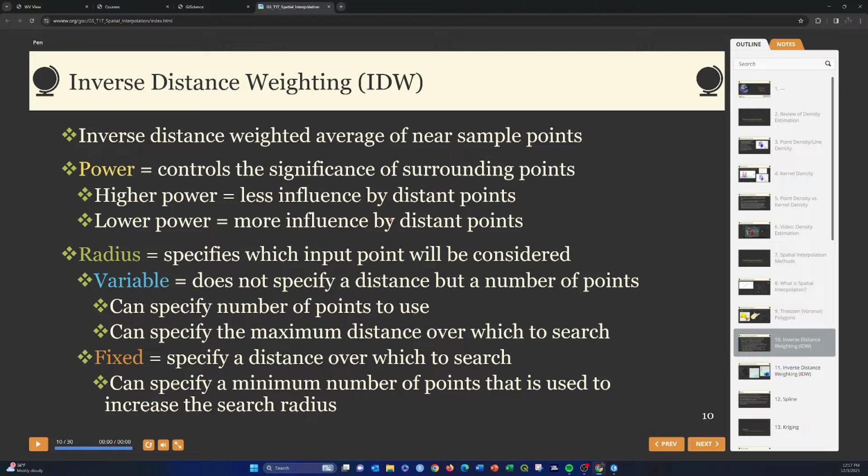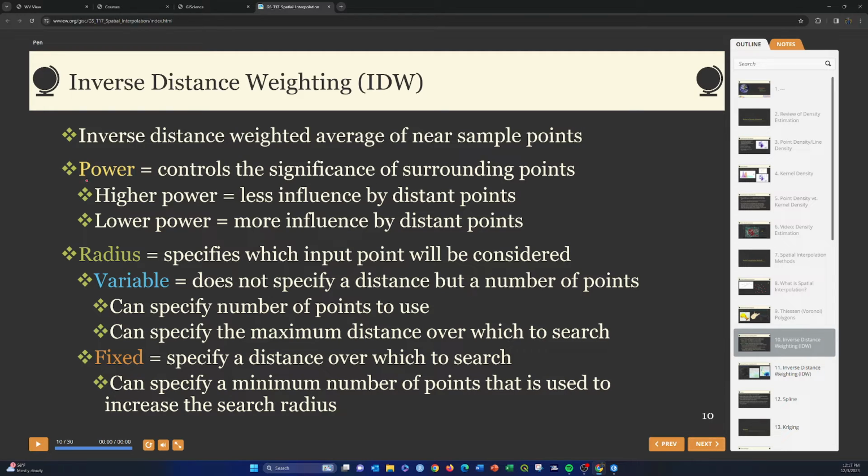Okay, the next method that we're going to talk about is inverse distance weighting, or IDW. The idea here is you're taking an average to come up with a measurement at a new location. You're taking an average of nearby measurements, but you're doing it in such a way that the measurements that are closer to that new location take a higher weight than the ones that are further away. There are a couple of different ways that this is implemented, and they can have different settings.